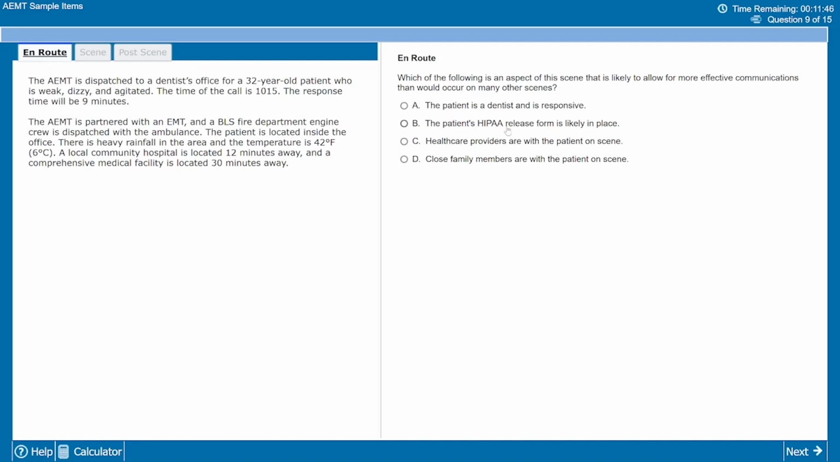So the patient's HIPAA release form is likely in place. Who cares? This is nonsense. This is something that we don't have to worry about. Of course, respect your patient's personal privacy, but this is just a nonsense answer choice. Healthcare providers are with the patient on scene. Okay, so they are at a dentist office. That actually is a potential way to allow for more effective communication on scene. Close family members are with the patient on scene. There's no indication that there's family members on scene. So it's a very obvious answer choice that healthcare providers are with the patient on scene.